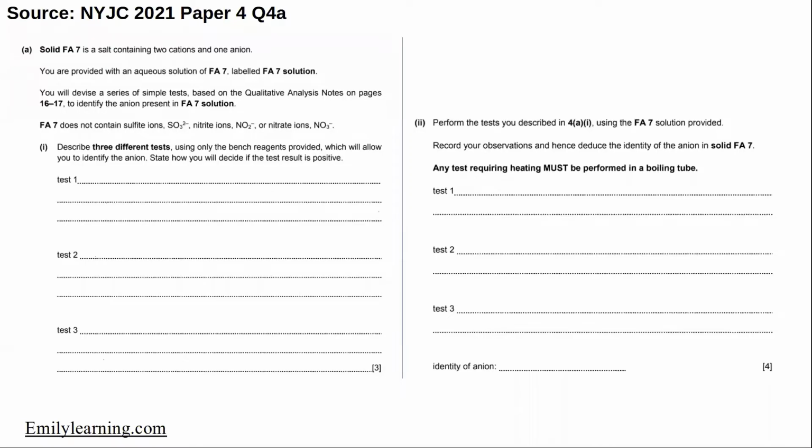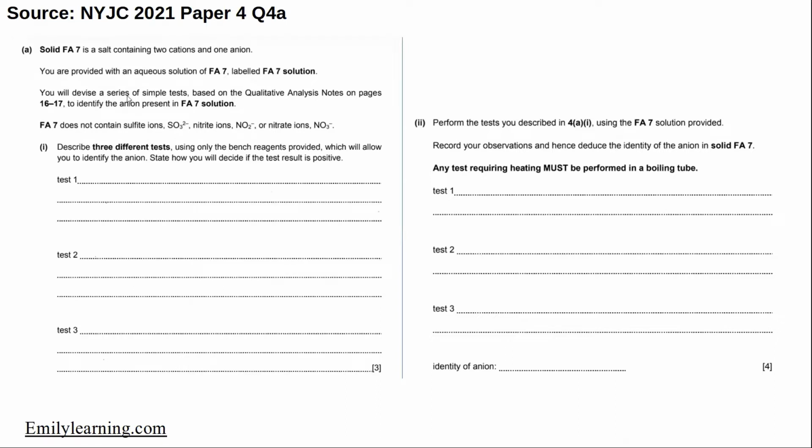All right, so let's take a look at this question, which is from the NYJC 2021 paper 4, question 4A. In this question, we are given solid Fa7, which is a salt containing 2 cations and 1 anion. So for this video here, we'll be focusing on finding this unknown anion. All right, so we are provided with an aqueous solution of Fa7. So in other words, if you are going to conduct any precipitation reaction, it is already in aqueous state. So you do not need to do any dissolution or dissolving it in your deionized water. Okay, and it is labeled Fa7 solution.